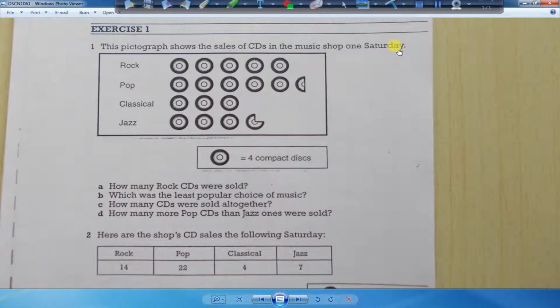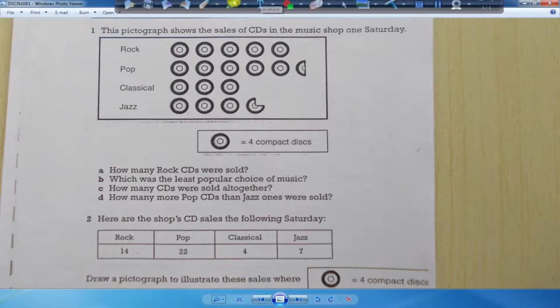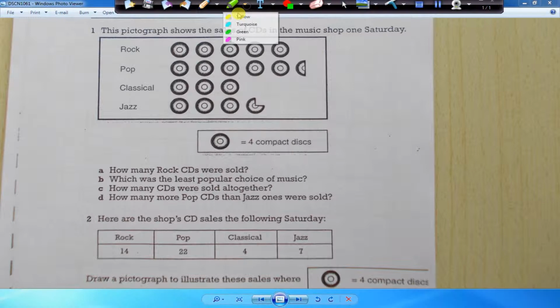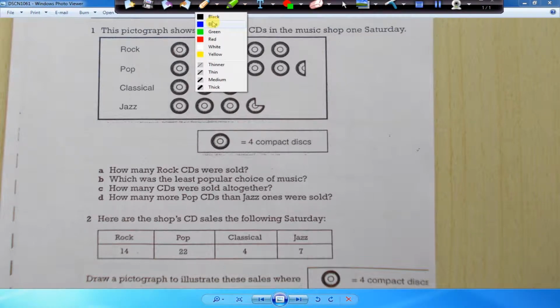Okay, let's go to exercise 1. Right, let's switch to pen. Okay, that's highlighted instead. Sorry about that.